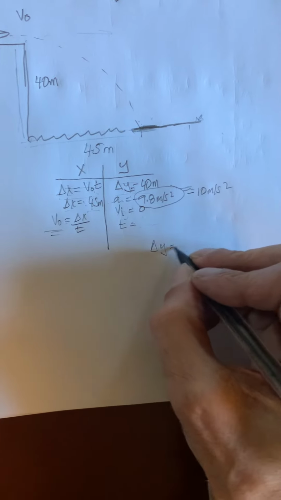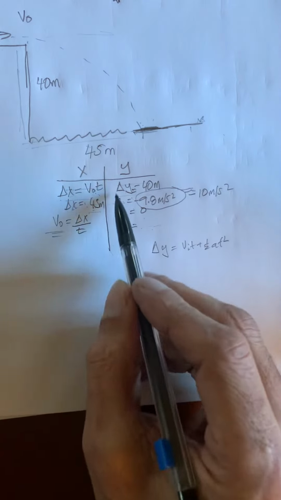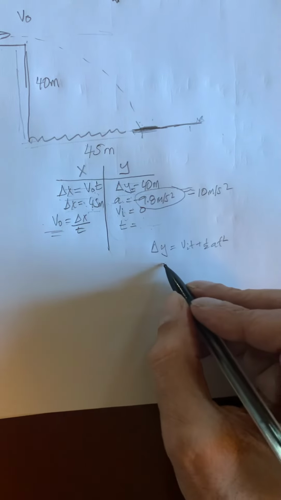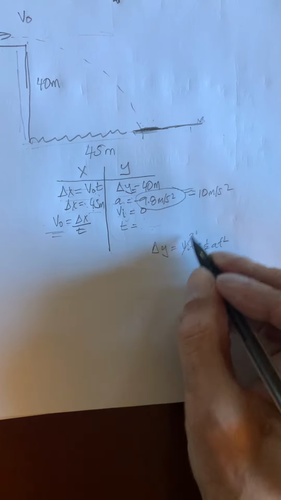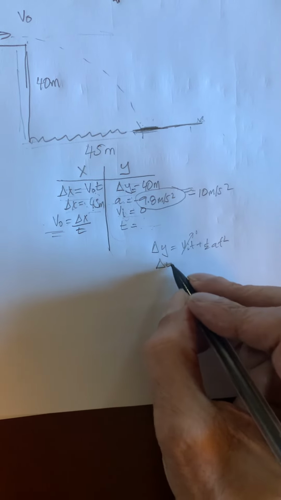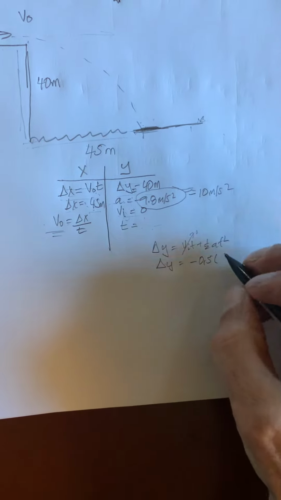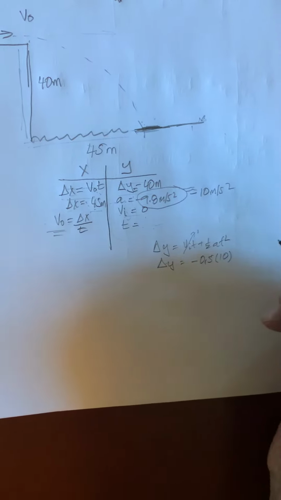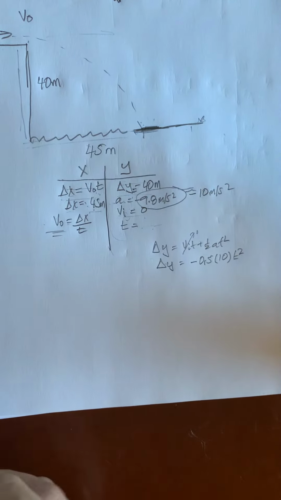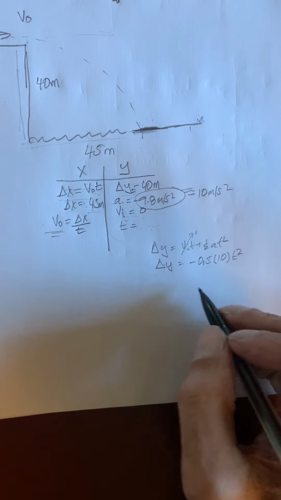I'm using delta y equals v i t plus 1/2 a t squared. That's because those are the variables I have, and that's the only one that's going to work. And so I know this is 0 because my v i is 0. So I need to write that term. I'll just write down delta y equals negative 0.5 times 10 times t squared. All right? And so delta y is equal to this.